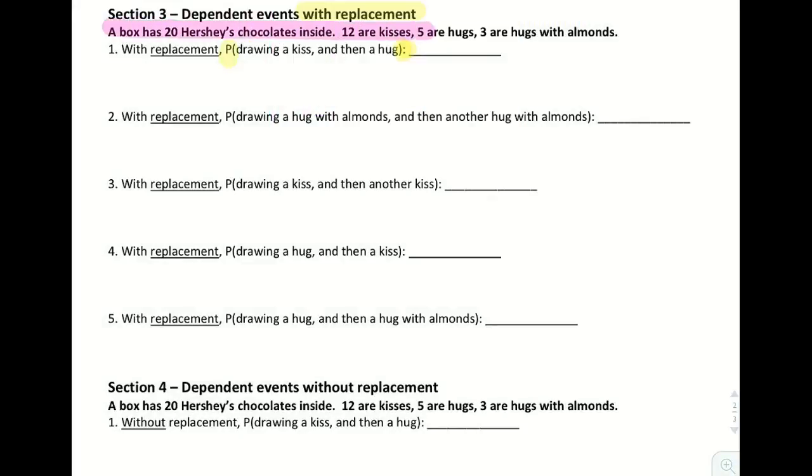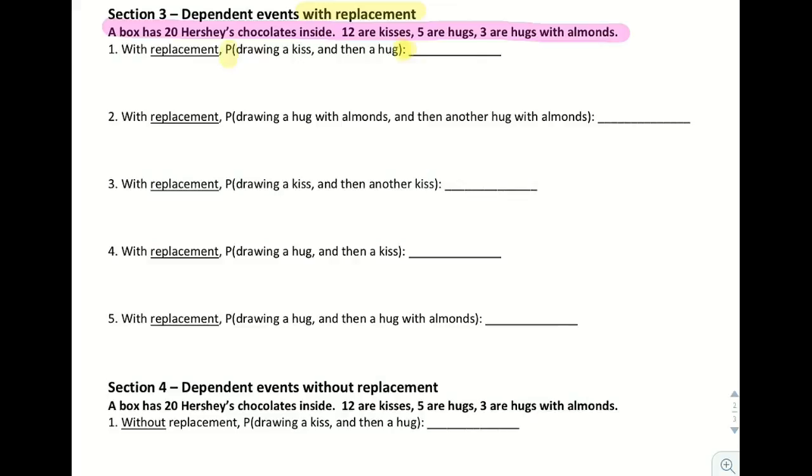And we have this little sentence at the top that gives us a little bit of a clue as to what we have. A box has 20 Hershey's chocolates inside. 12 are kisses, 5 are hugs, and 3 are hugs with almonds. So we've got these Hershey's Kisses, Hershey's Hugs with almonds, all in some kind of box. And we are going to be drawing them out. And for the purposes of this, we're going to assume that they're all the same size. You can't really tell them apart when you're drawing in. There's an equal chance that you'll get any one of them when you reach your hand in to draw one.